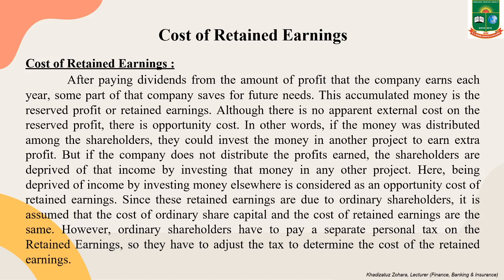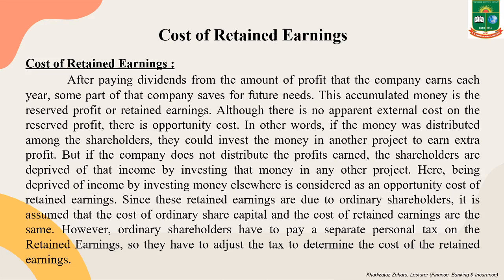Although there is no apparent external cost on the reserved profit, there is opportunity cost. In other words, if the money was distributed among shareholders, they could invest the money in another project to earn extra profit. But if the company does not distribute the profits earned, the shareholders are deprived of that income by investing that money in any other project. Here, being deprived of income by investing money elsewhere is considered as an opportunity cost of retained earnings.